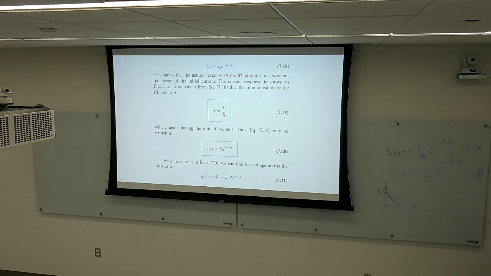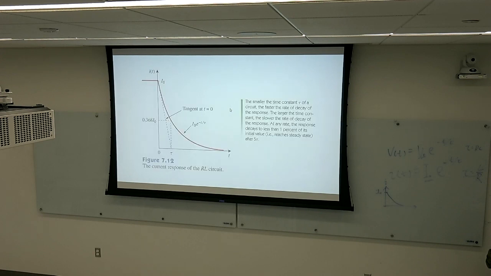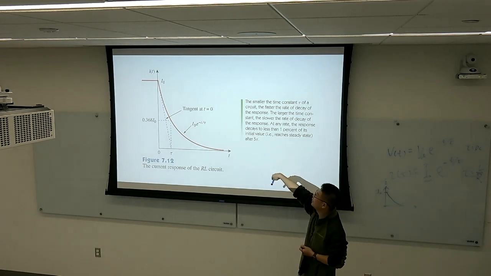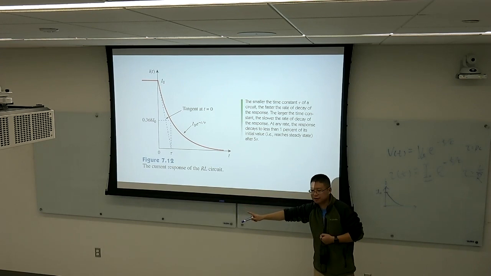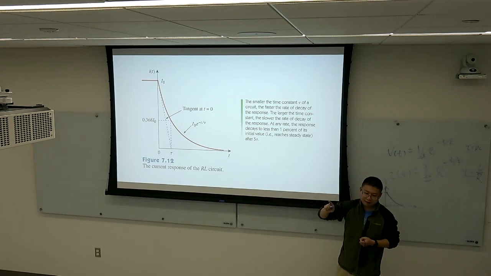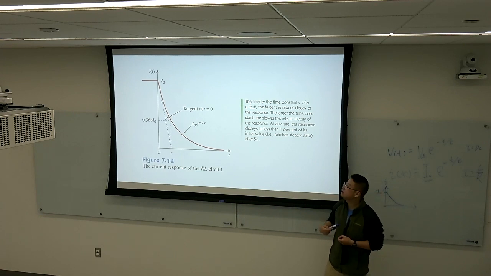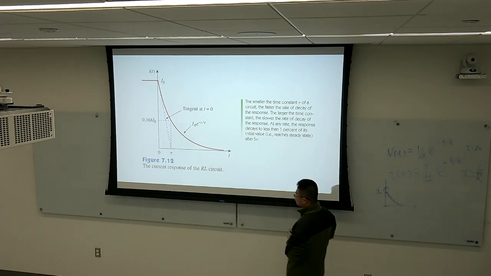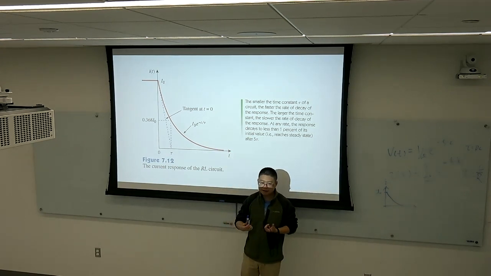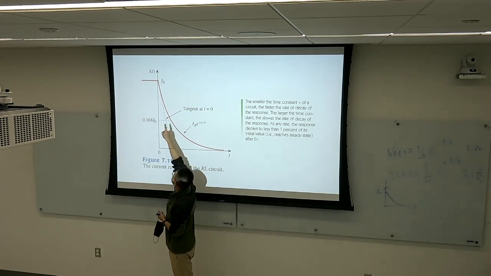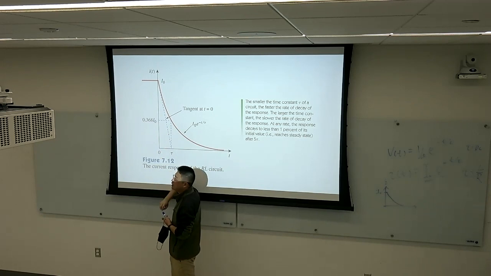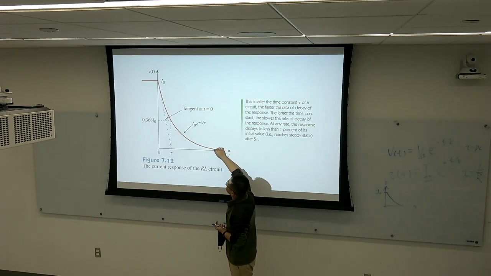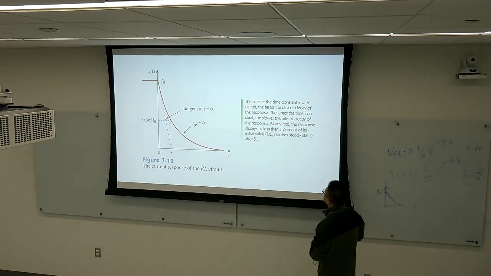Once you obtain this, we can do some exercises. So this is the current, and it also decays exponentially. Remember the source-free RC circuit: the capacitor voltage decays exponentially. But in this circuit, the current decays exponentially. Tau is called the time constant. After 1 tau, the current has decreased to 36.8% of the initial current. And usually after 5 tau, we consider the current to have decreased to 0.